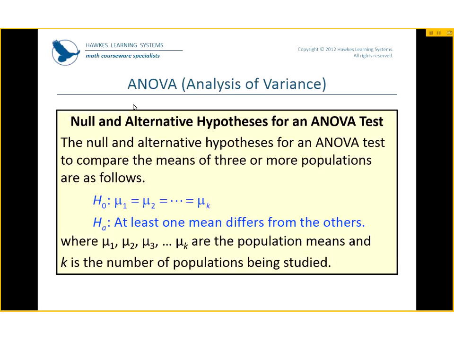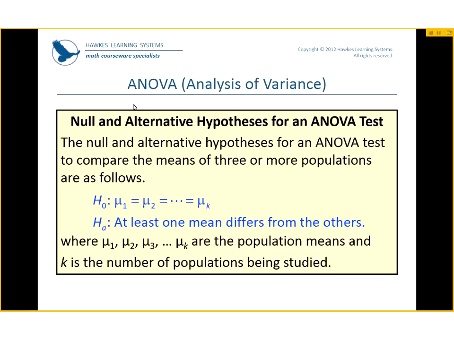There's only one null and one alternative hypothesis for ANOVA, which makes it really easy. The null and alternative hypotheses compare the means of three or more populations as follows. The null hypothesis is mean 1 equals mean 2 equals ... out to mean k, and you can go up I think to 20 different means for an ANOVA test. Your alternative is that at least one mean differs from the other. It only takes one to reject that null, because in the null you're just saying they're all equal to each other.